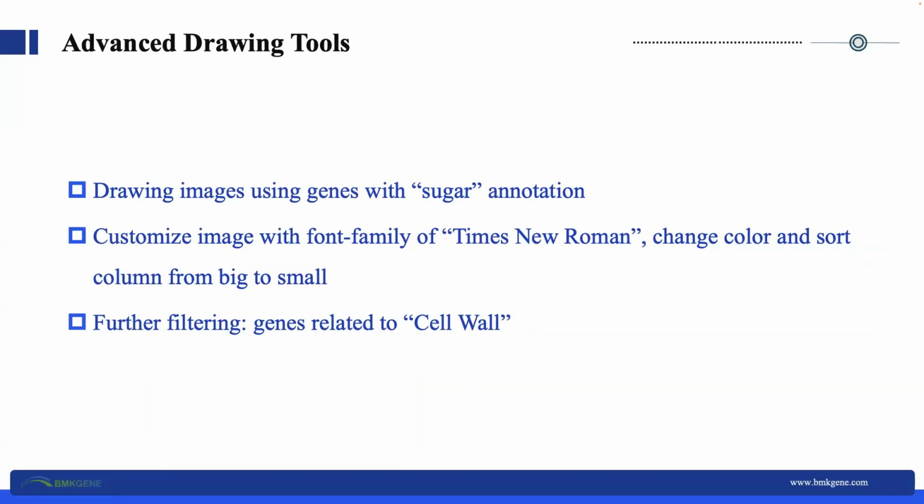Here are the needs. First, I want to draw images with genes related to sugar and customize the image, change the font parameters and color in the image. Next, I want to do further gene filtering, such as genes related to cell wall. Notice that this gene set must be inside the previous gene set, sugar. How to deal with these situations? I will demonstrate to you step by step.